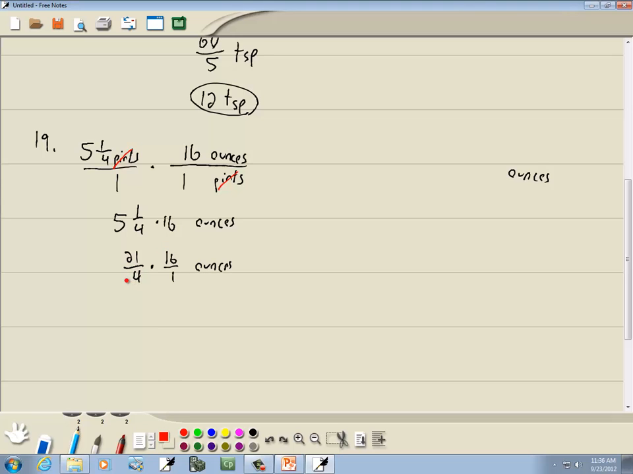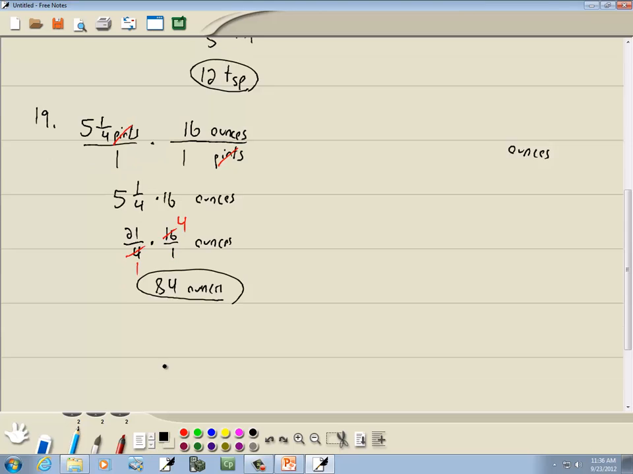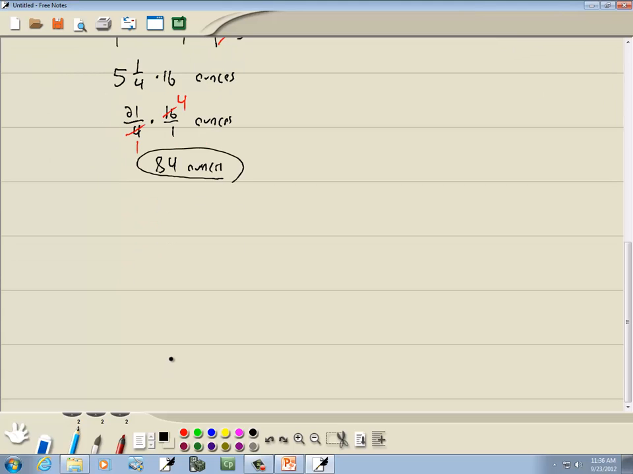4 and 16, both divisible by 4. 4 divided by 4 is 1. 16 divided by 4 is 4. 21 times 4 gives us 84. So we'd have 84 ounces. And that'd be our answer. Take a look at number 20.